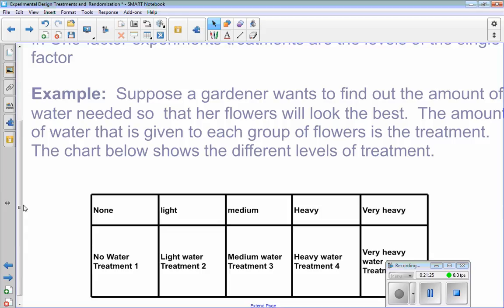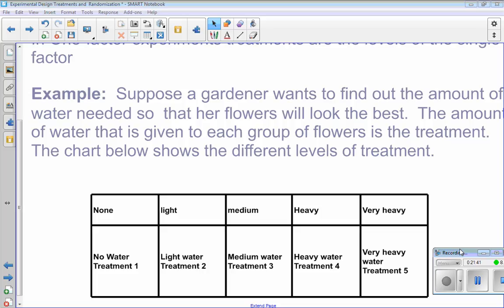What are the key elements to experimental design? So in this case, what do I need to address? How do I address randomization? I have decided to do these 5 treatment groups: no water, light water, medium water, heavy water, and very heavy water. So I've got 5 treatment groups. Good enough. How do I randomize?